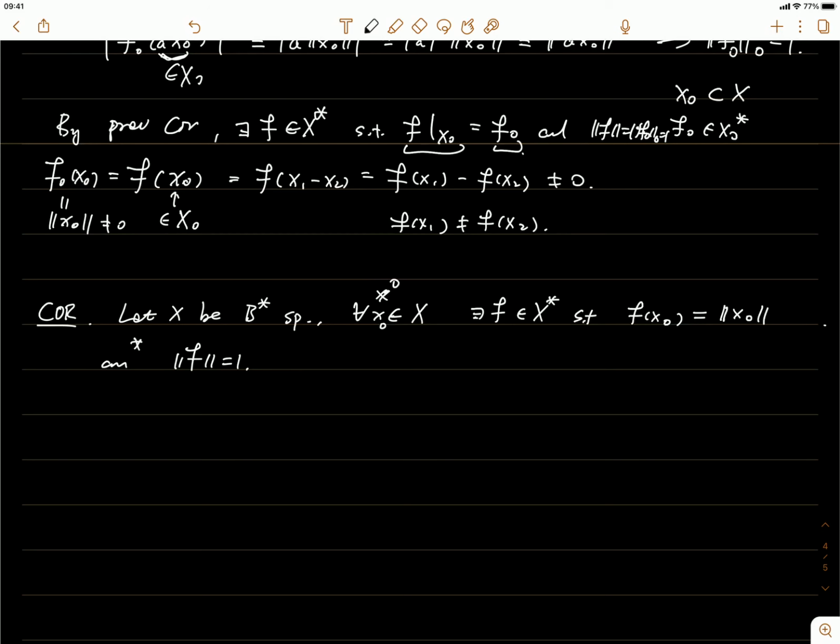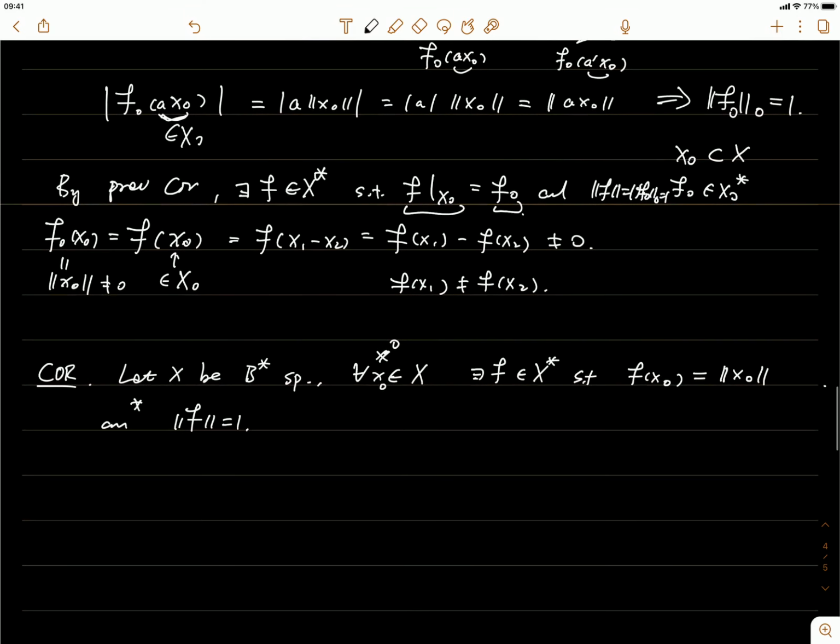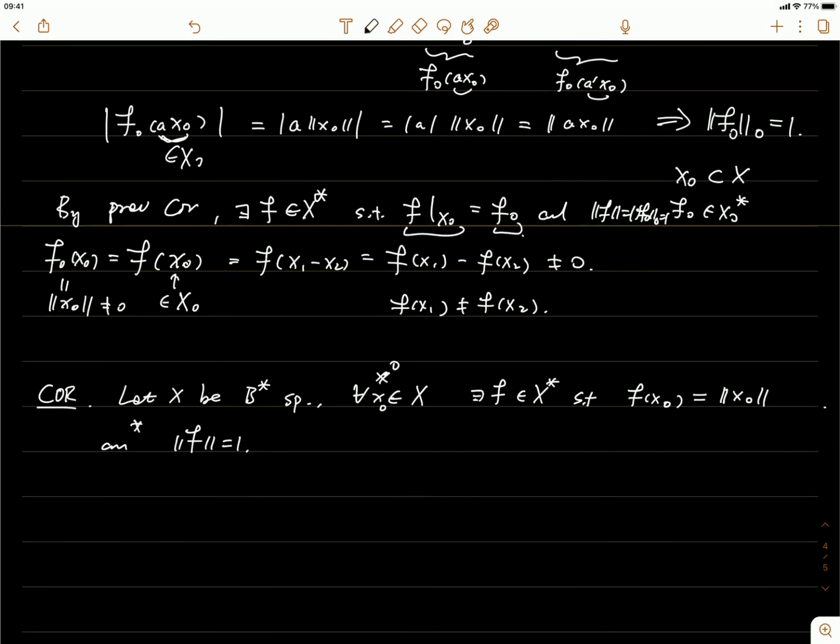We actually can see this from the proof above. This x naught is essentially the same x naught as in the previous corollary, just x1 minus x2. Then we show that there exists some continuous linear functional f taking this value, because this is essentially just f naught of x naught. On the other hand, we know this f naught has norm 1, and this is how we extend it. So this proof is actually a subset of the proof above.